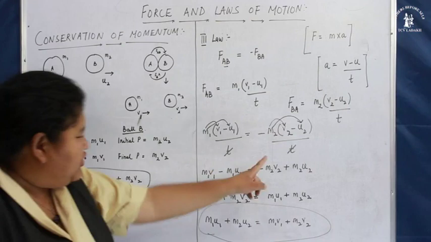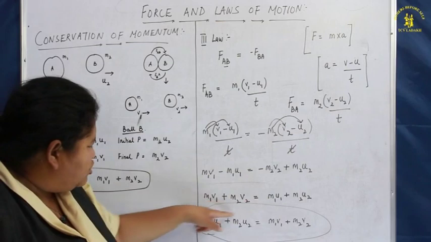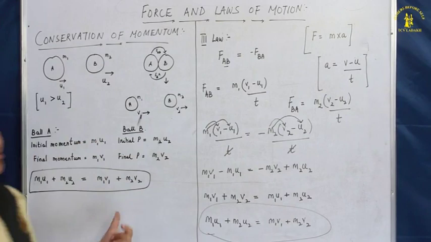So we shifted the variables here and there, right? V1 you get some, V2 you get some, U1 you get some, U2 you get some. So this is how we arrange the formula according to the statement.